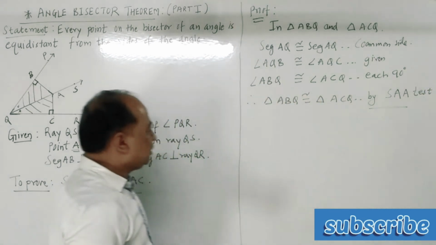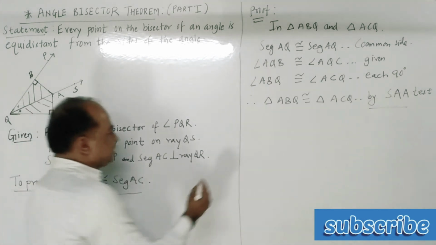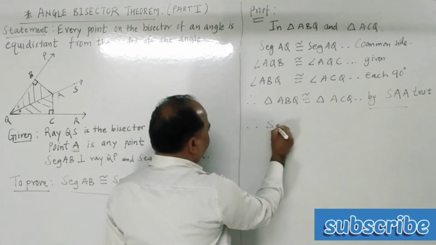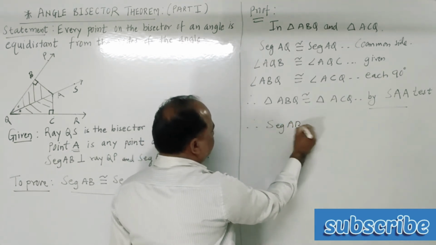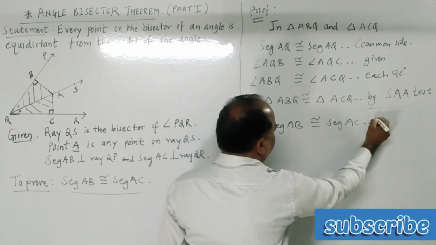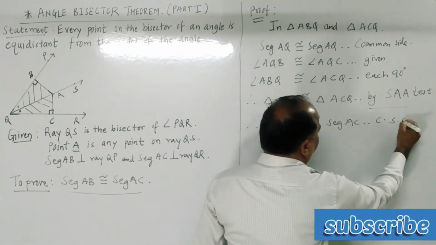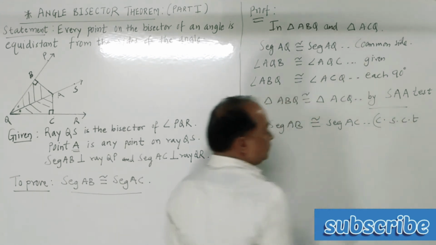Once two triangles are congruent, corresponding sides are also congruent. Therefore, side AB is congruent to side AC. Therefore, segment AB is congruent to segment AC, corresponding sides of congruent triangles.